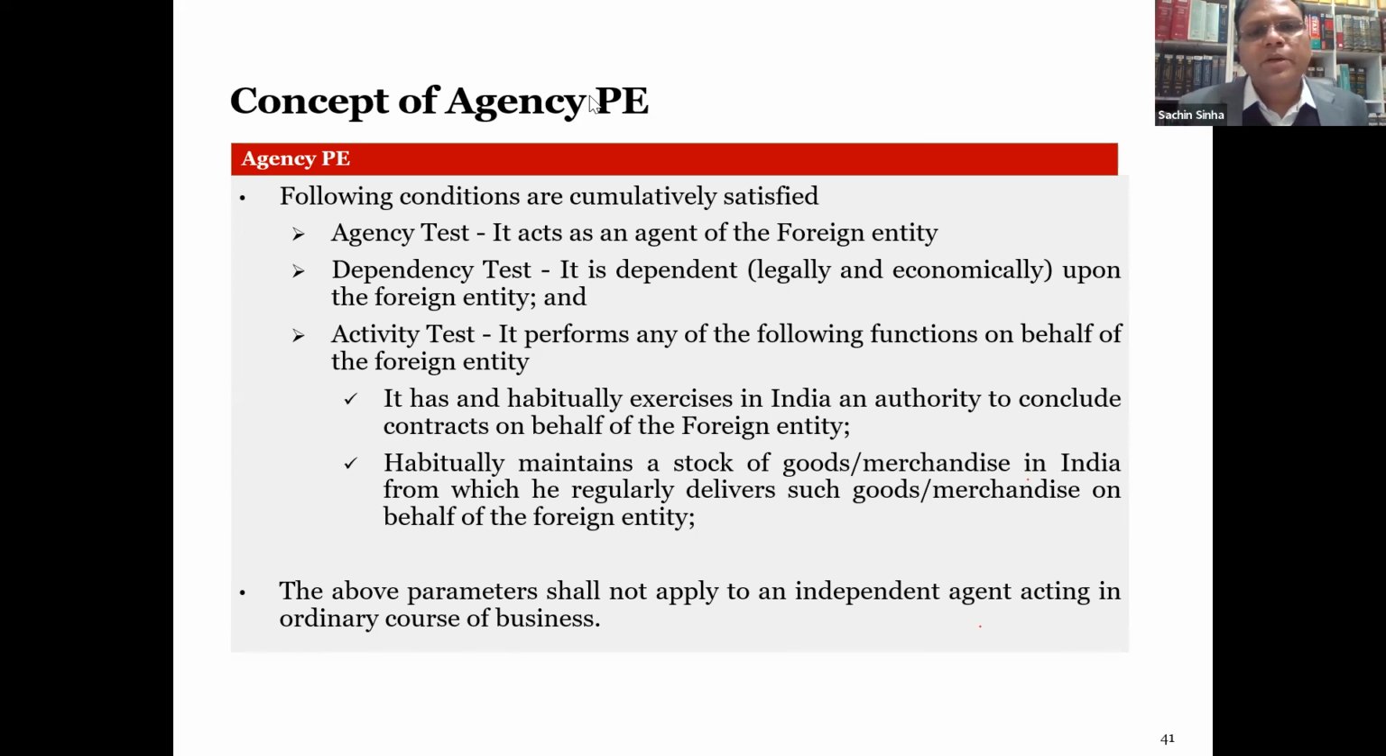If a company has satisfied POEM, would it be obvious that it has a PE in India also? So I think we have answered this question.